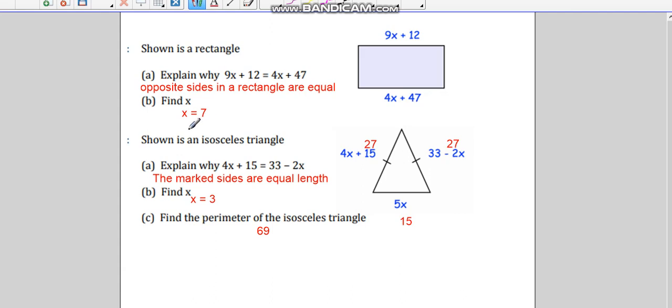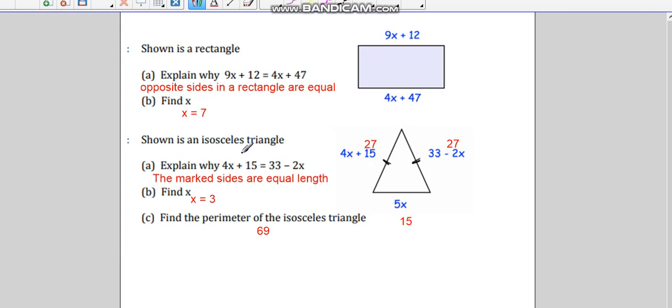Then we've got the isosceles triangle. So explain why 4x plus 15 equals 33 minus 2x. So you might have put that an isosceles triangle has two equal sides. I've put it that it's the marked sides. These two symbols here tell you that you've got equal sides. So the marked sides are equal.